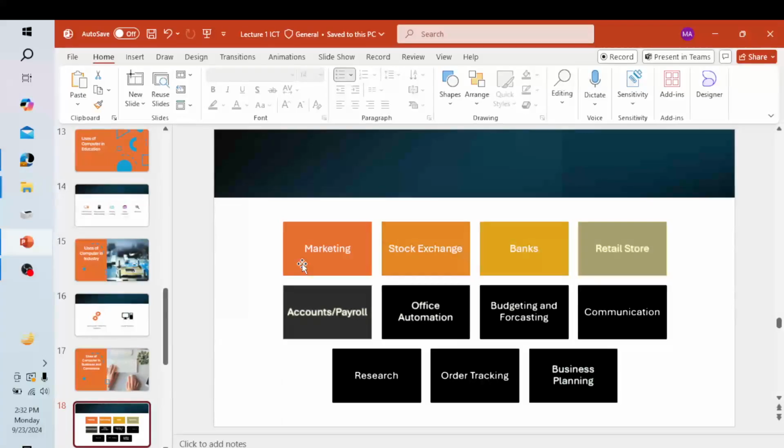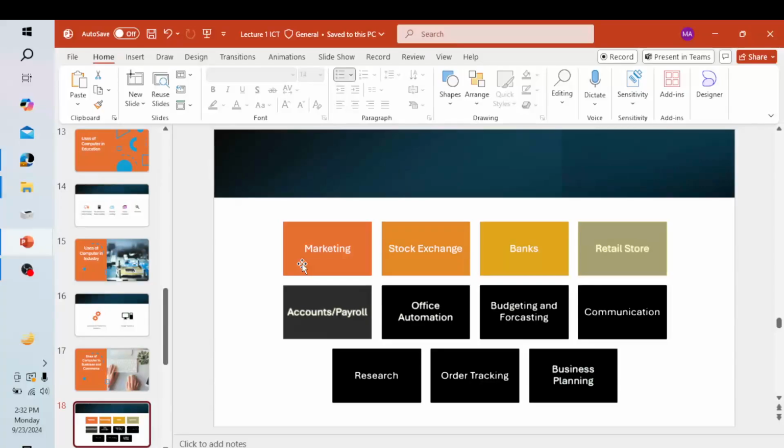The next one is communication. As you know, all of us communicate with the new technologies. Communication is a very common use of computers in business. Communication is very important between the employees as well as with the customers. The employees can easily communicate with each other through email. The customer service department can use email, instant messaging, and WhatsApp groups for communication.